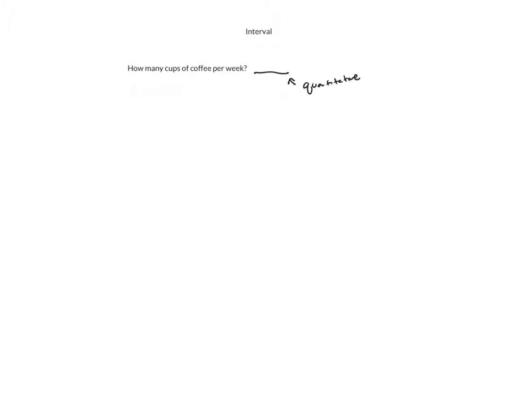So, for instance, I might say, well, is it 0 cups? Or maybe it's 1 to 5 cups. Or maybe it is 6 to 10 cups. Or maybe it's 11 to 15. Or maybe you drink quite a bit of coffee and it's 15 plus. If I do this, then I'm asking you based on intervals, right? My first interval is just 0, then I go 1 to 5, then 6 to 10, 11 to 15, and 15 plus. This is giving you intervals to choose from.